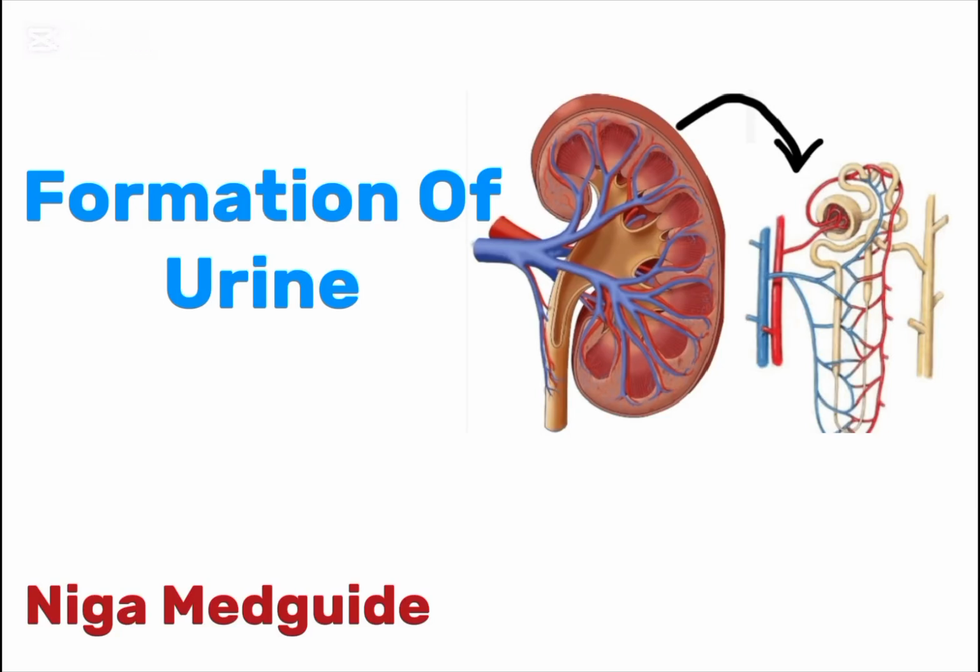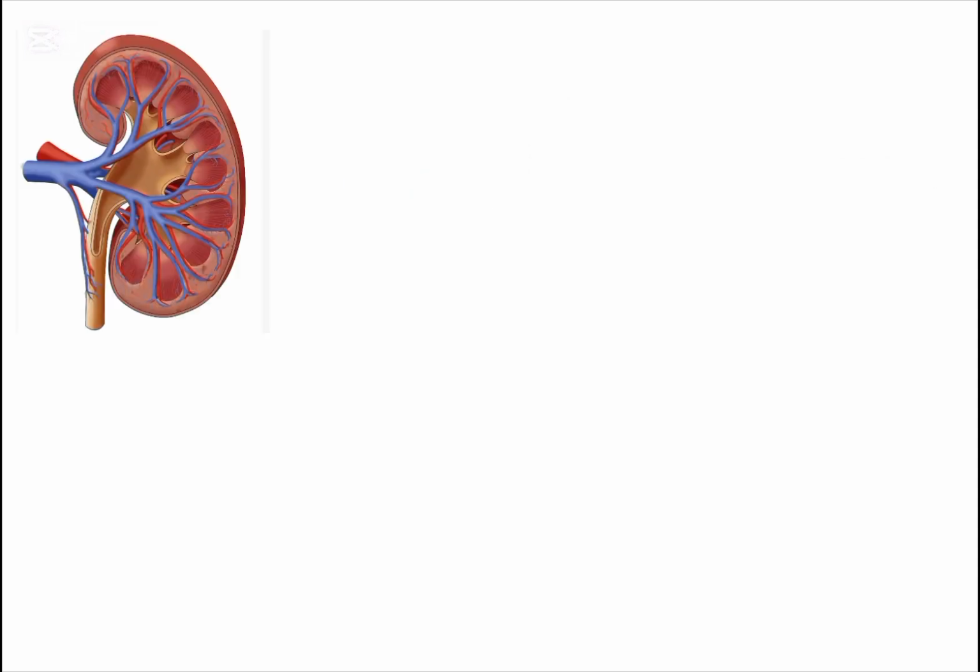Today we will discuss the process of urine formation. The major function of the kidneys is the filtration of blood and formation of urine. In this way, kidneys maintain fluid, electrolytes, acid-base and pH balance inside the body.